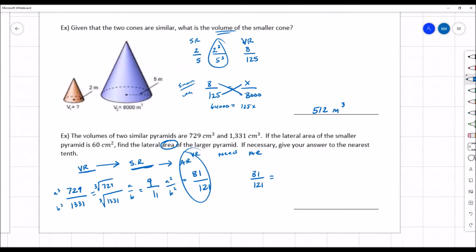They gave us the area of the smaller pyramid of 60. So we'll put 60 where the smaller number is, and X where our large number is. We'll cross multiply: 81X equals 7,260. 7,260 divided by 81 should give us our answer, which is 89.62. Since it says to the nearest tenth, 89.6.